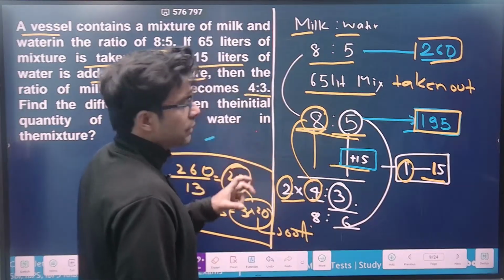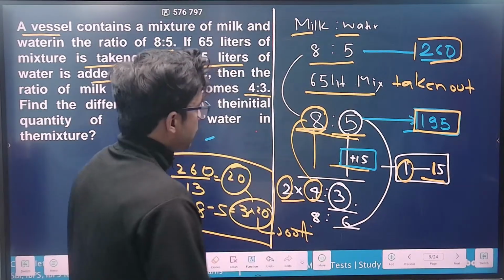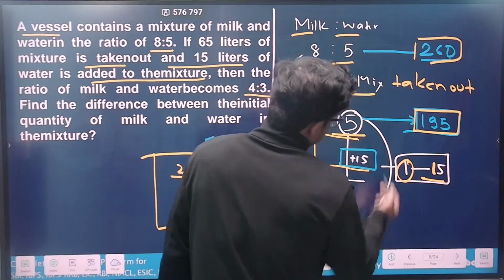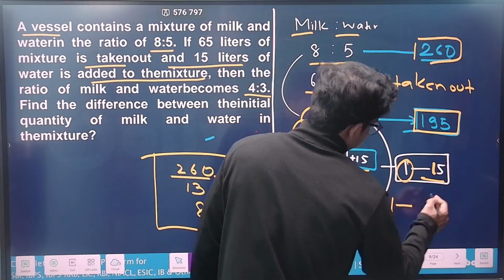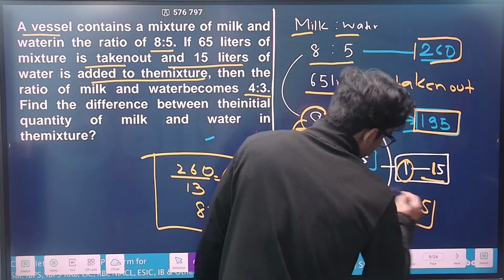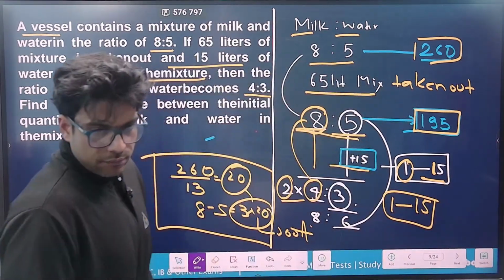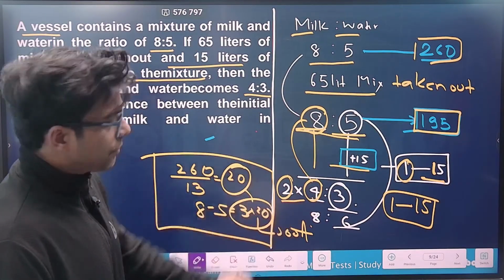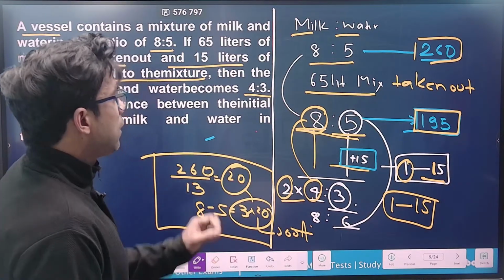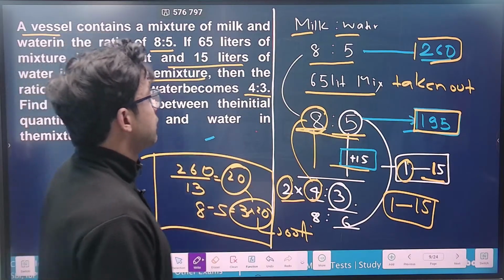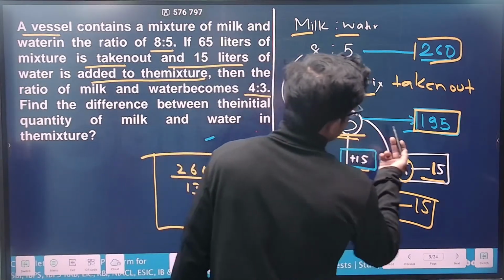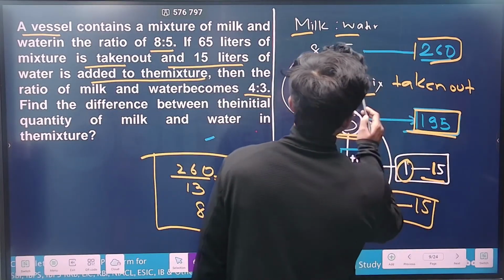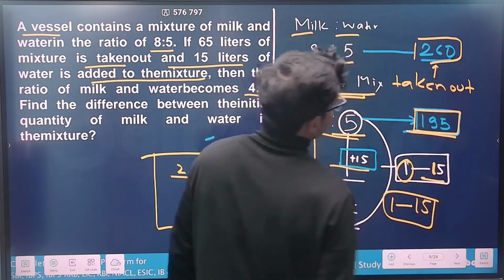So the actual water added is 6 minus 5, which is 1. But in the question it was 15. I hope you got this. From my calculation it was coming as 1, so the value of 1 should be 15. Then the value of 13, that is 8 plus 5, is 195. And with 65 liters taken out, the total mixture would be 260.